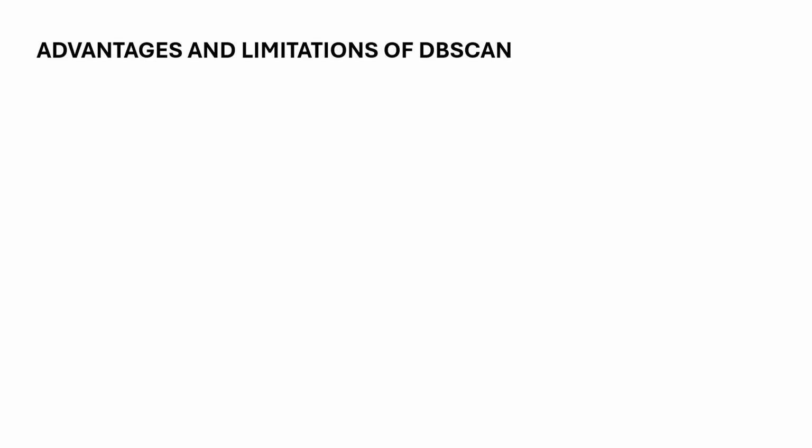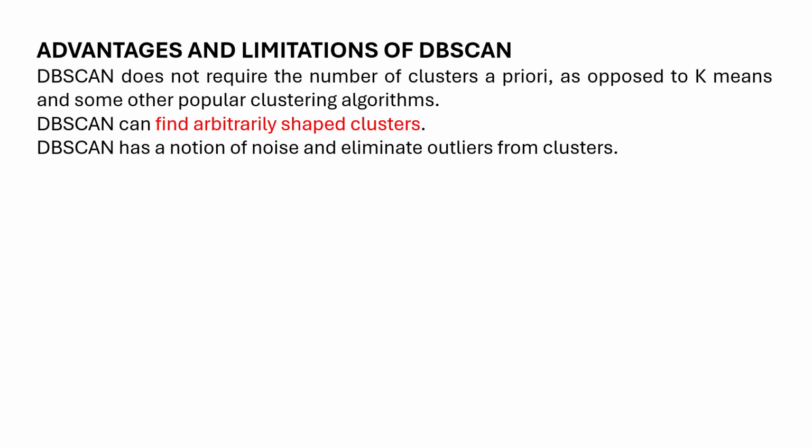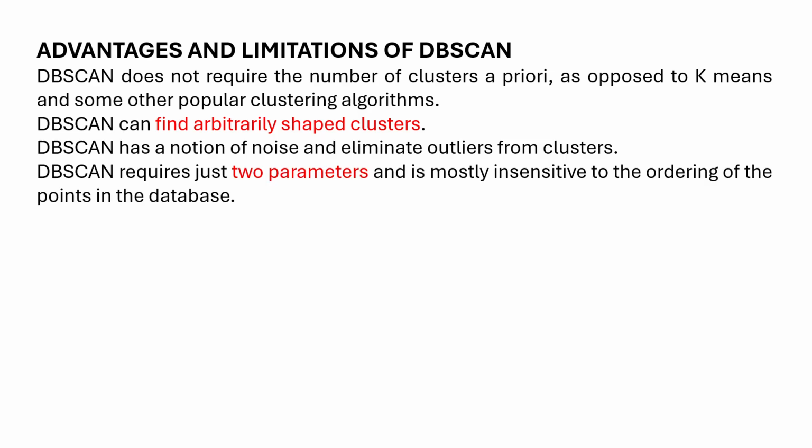Like any clustering technique, DBSCAN has both strengths and limitations. One important advantage is that the number of clusters does not need to be specified in advance. The algorithm can also discover clusters with irregular shapes while naturally identifying outliers as noise. In addition, DBSCAN is relatively simple to configure since only two parameters are required.